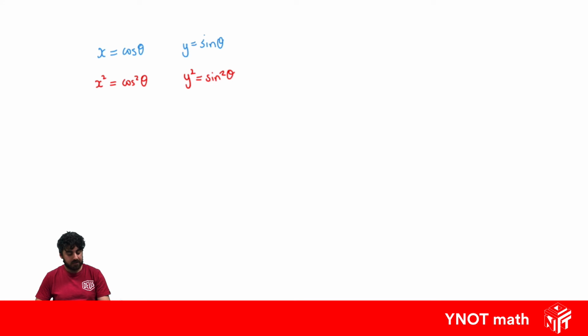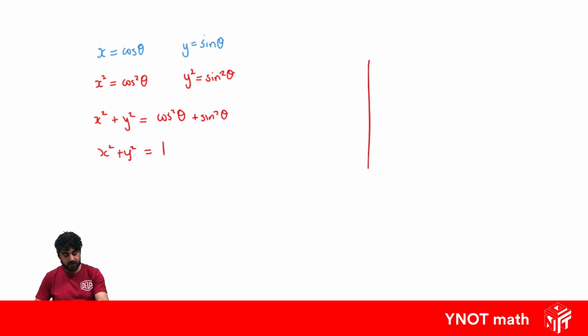We're going to add the left-hand side of the equations together and the right-hand side of the equations together. So on the left, we're going to get x squared plus y squared. And on the right, we're going to get cos squared theta plus sine squared theta. And sine squared theta plus cos squared theta we know is equal to 1. And we've successfully created a Cartesian equation because we've eliminated the third parameter theta. And hopefully you know that that's just an equation of a circle with radius 1 centered at the origin.